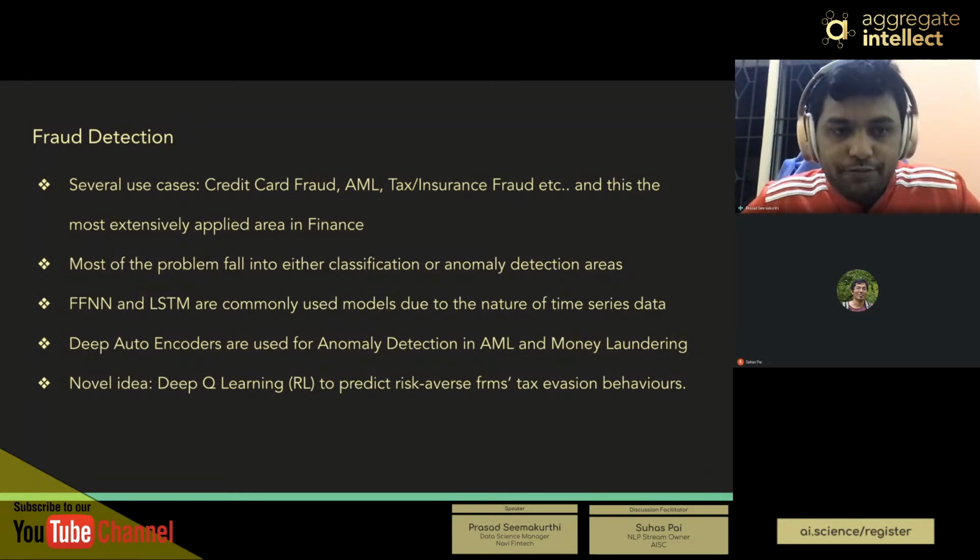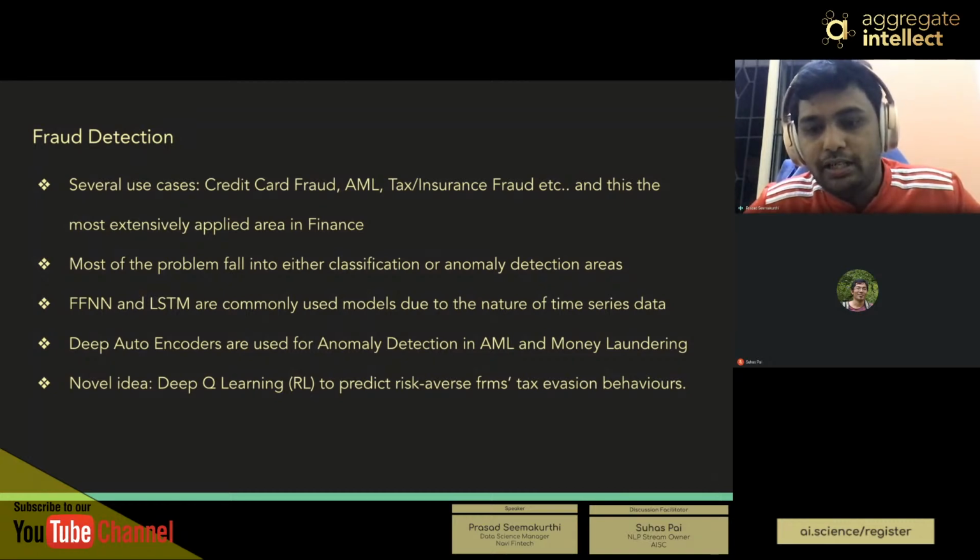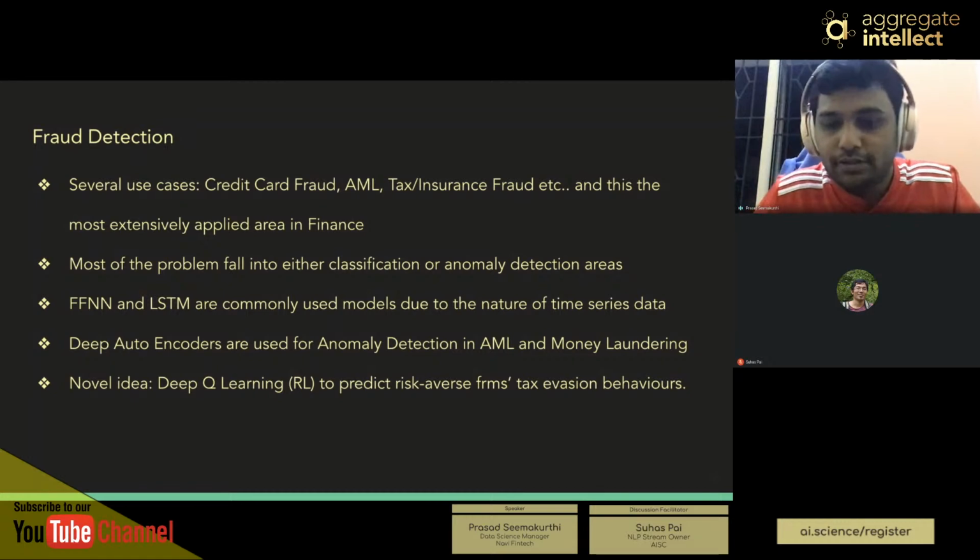Most of the problems in the fraud detection area fall into either classification or anomaly detection. The most commonly used deep learning architectures in fraud detection are feed-forward neural networks and LSTMs, due to the underlying nature of time series data. Deep autoencoders have been more of a research area in fraud detection, to detect anomalies in use cases like anti-money laundering. Based on the survey of the papers, a couple of novel ideas in fraud detection are applying deep Q learning, which is a variant of reinforcement learning, to predict the risk averse behavior from firms' tax evasion and other behaviors.